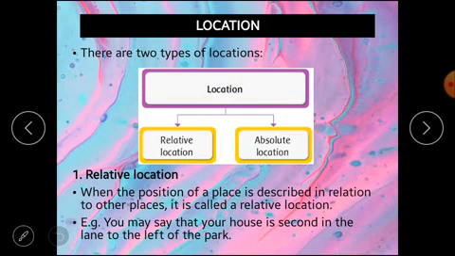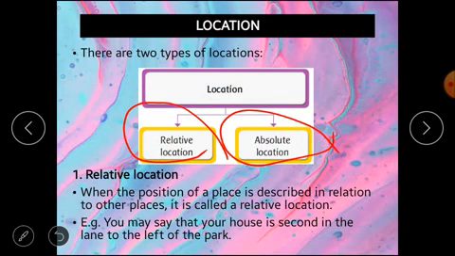There are two types of locations: relative location and absolute location. Relative location is when the position of a place, let's say your house, is described in relation to other places. It is called a relative location, because we relate a place to our location with the help of which we can find it more easily.